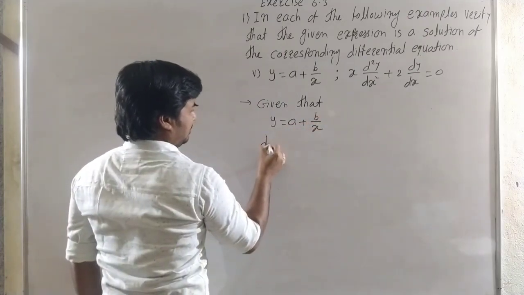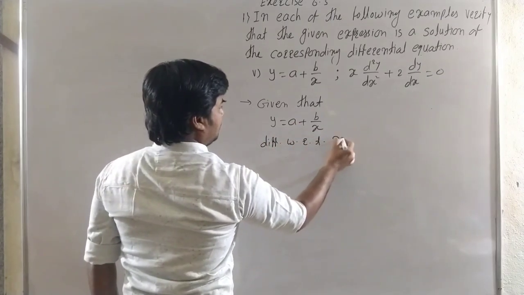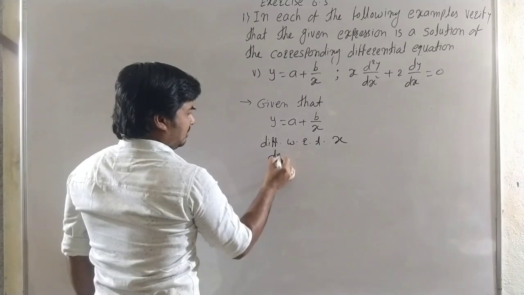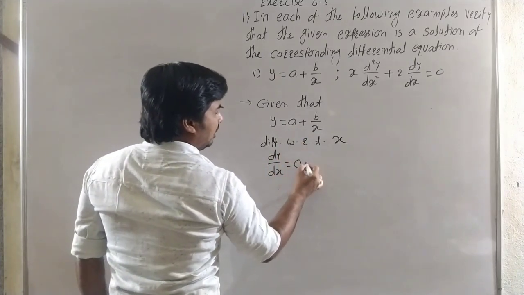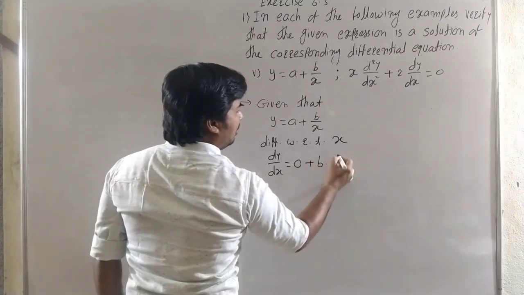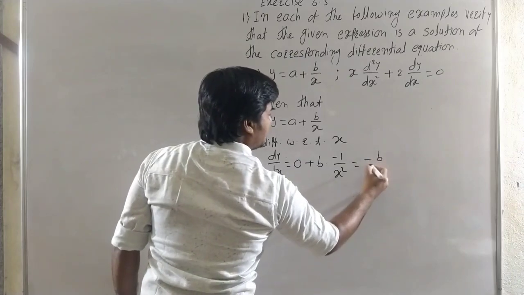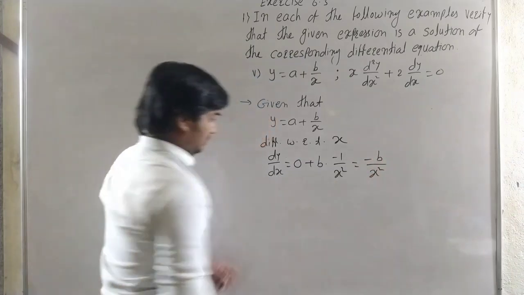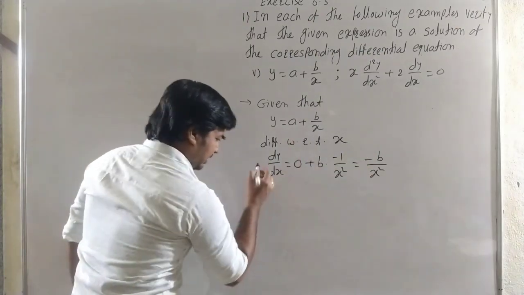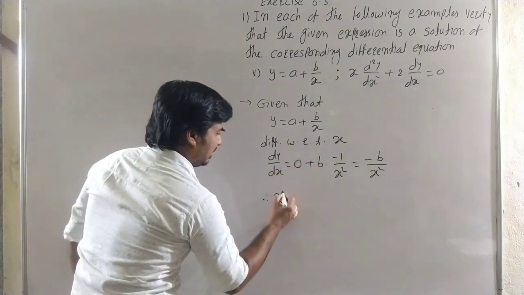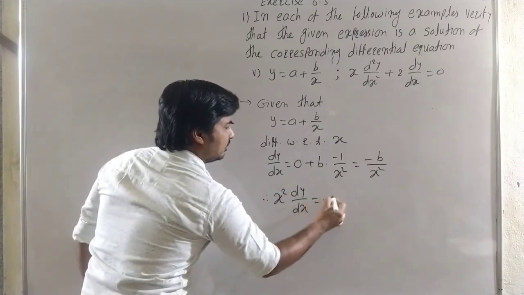Differentiate with respect to x. dy by dx is equal to derivative of a, which is 0, plus b as it is, and derivative of 1 by x, which is minus 1 by x square. That means we can write dy by dx as minus b upon x square. Then we take x square to the LHS. Therefore we get x square dy by dx is equal to minus b.